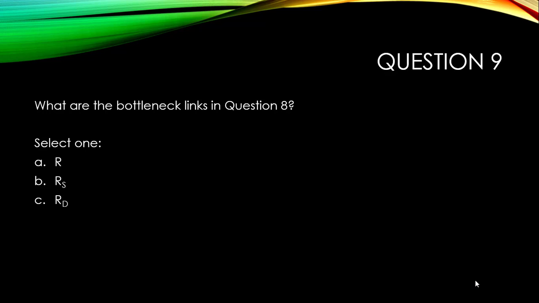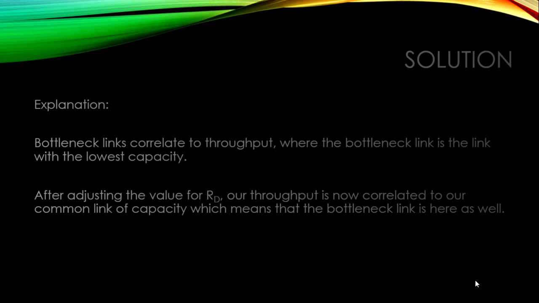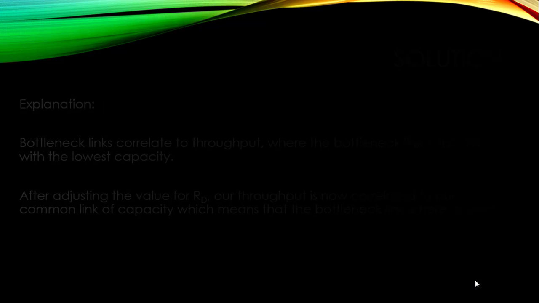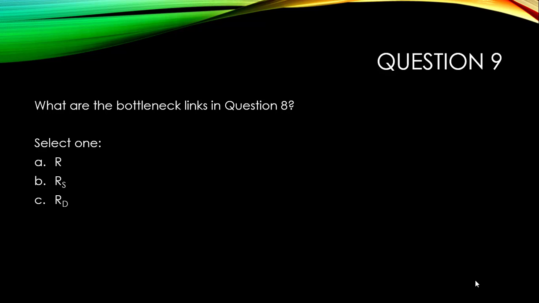And question 9 correlates to question 8, and that are, what are the bottleneck links? And again, bottleneck links correlate to throughput. It's where we have the lowest capacity, the lowest flow. And so after adjusting the value for RD, we now see that the bottleneck link is going to be with our common link R. And so we can go ahead and select R as the bottleneck link for question 9.